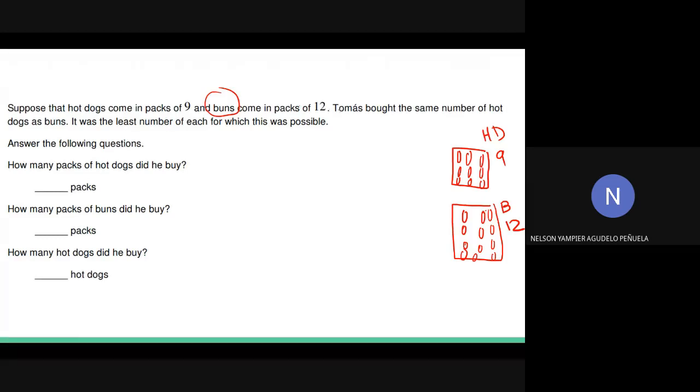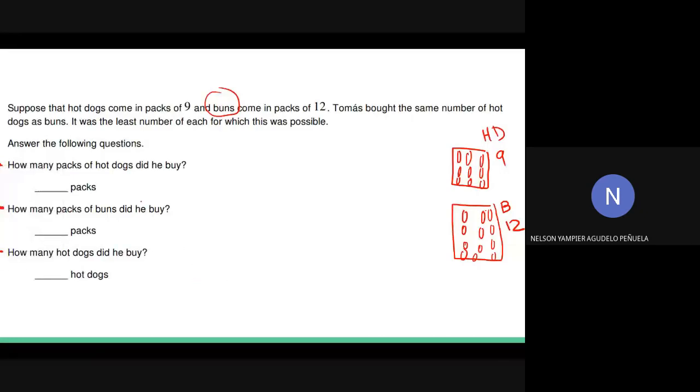Thomas bought the same number of hot dogs as buns. So the numbers were equal. The question is, it was the least, okay, sorry, that is not the question. It was the least number of each for which it was possible. So it was the least, el más pequeño, the least number that was possible. So let's try to answer these three questions, okay? And let me explain this problem to you, and then you can try to do a following problem that is similar.